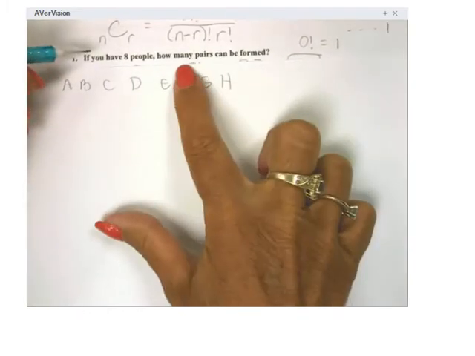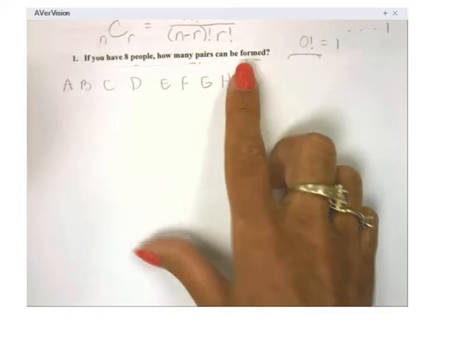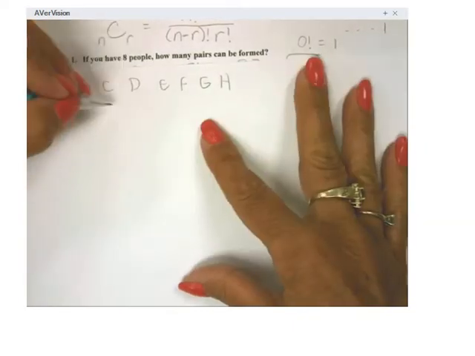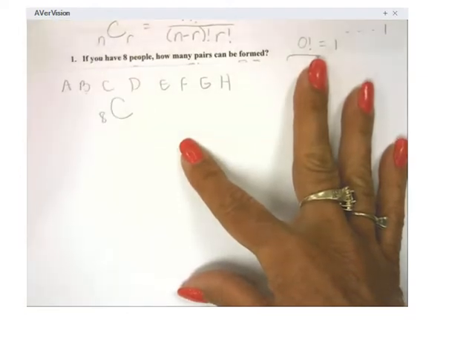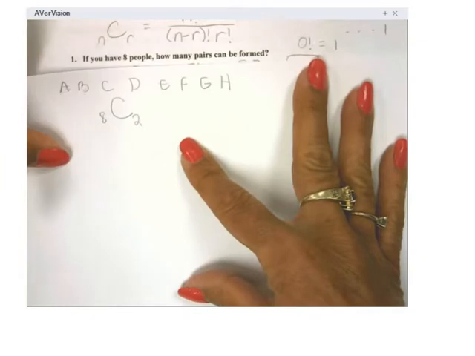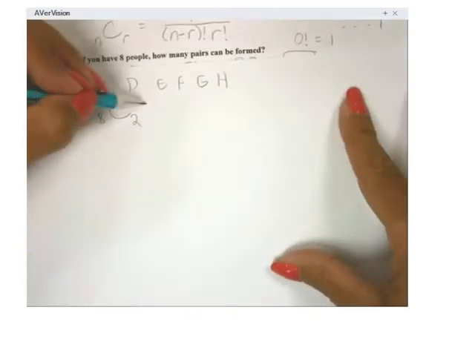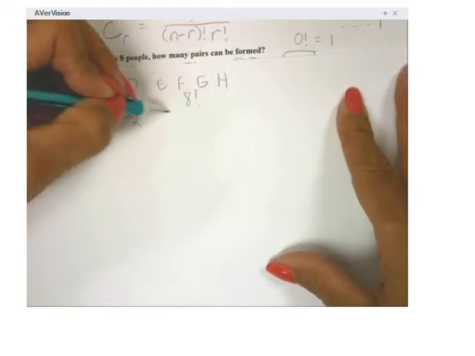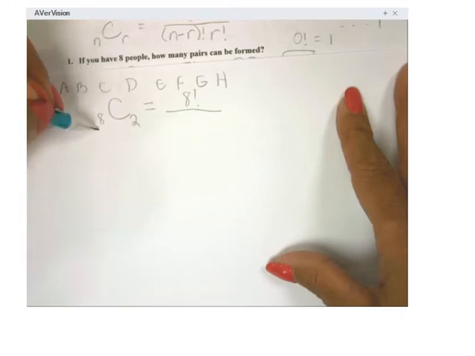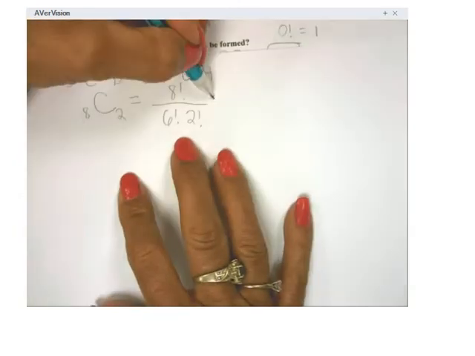Now, if it's a combination, we don't care about the order. I don't care if you pick A, B, or B, A. That's the same pair. So this is a combination, and we have 8 people to choose from, and we're picking pairs. We're picking groups of 2. And our technique for calculating that is to take 8 factorial divided by the difference factorial divided by 2 factorial.